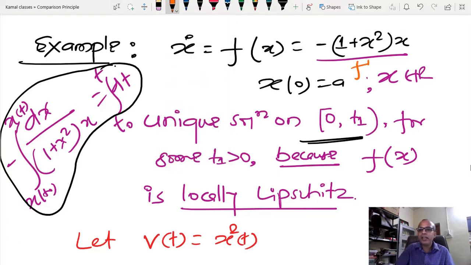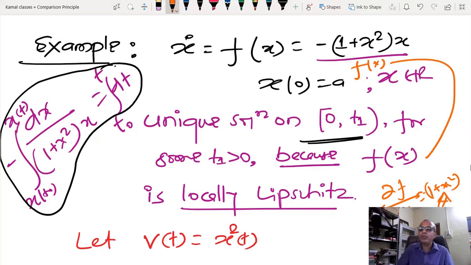So you can define this as f(x), and local Lipschitzness: ∂f/∂x is 1 plus x square, or with a negative sign, that doesn't matter. If x remains in some ball from minus a to a, then I can always calculate some kind of L. L is somehow 1 plus a square; the maximum value of L is less than or equal to 1 plus a square. So I can calculate the Lipschitz constant, and this function is locally Lipschitz.